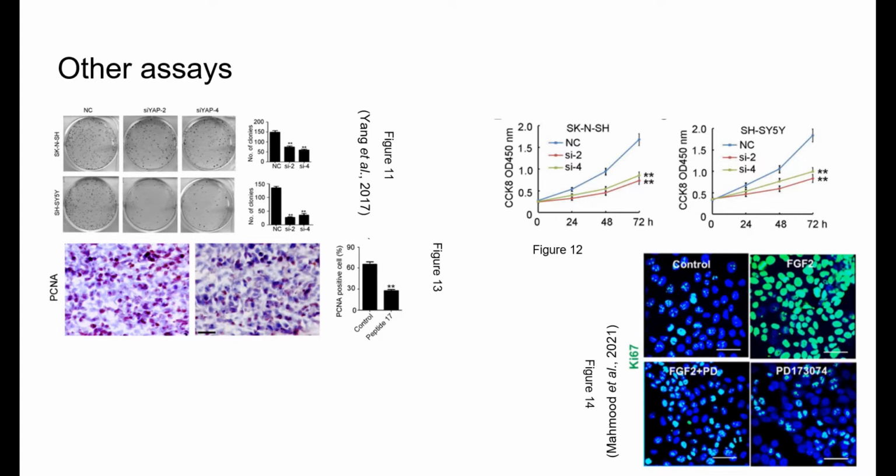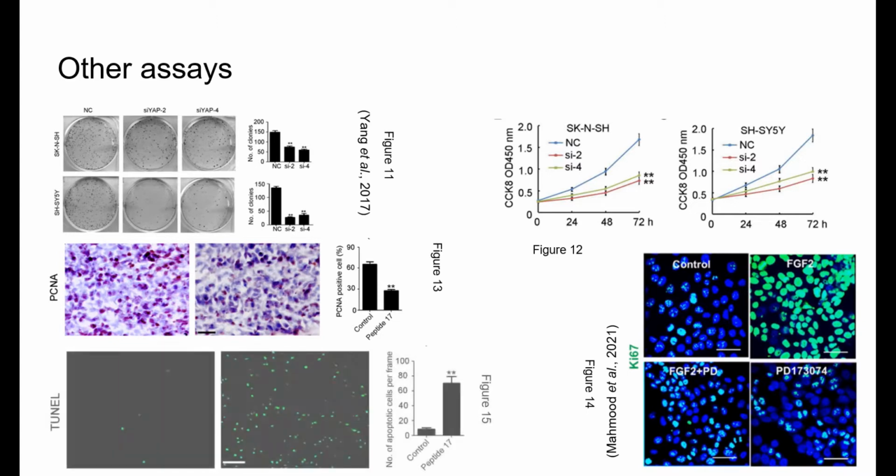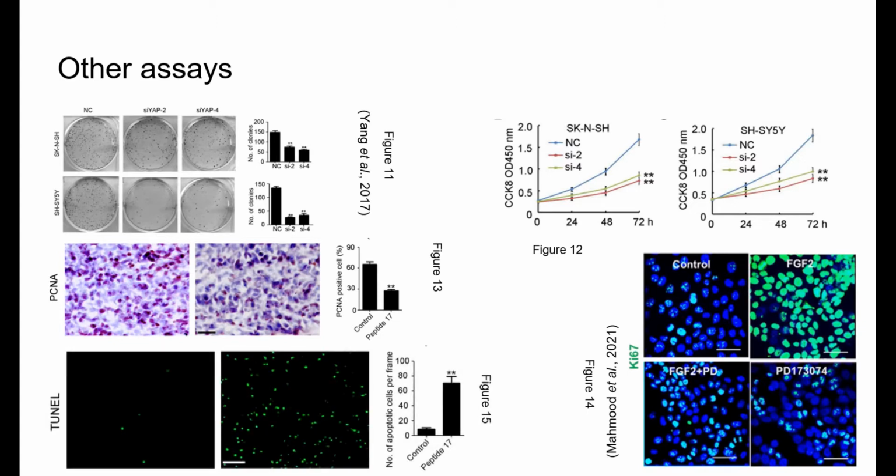or just the inhibitor. So we can say that FGF2 does in fact stimulate proliferation, whereas the inhibitor does inhibit it. We're also able to look at apoptosis. So here this is a TUNEL assay, and you see on the right, when they've used peptide 17 again, it has increased the number of TUNEL positive cells, so it's increased apoptosis.